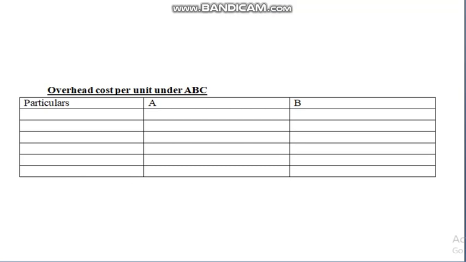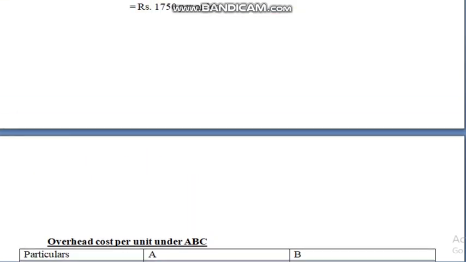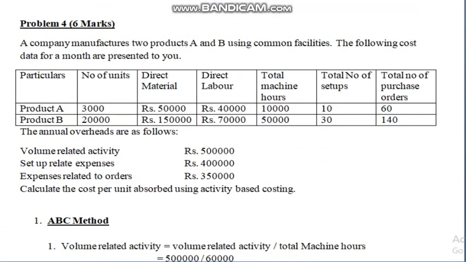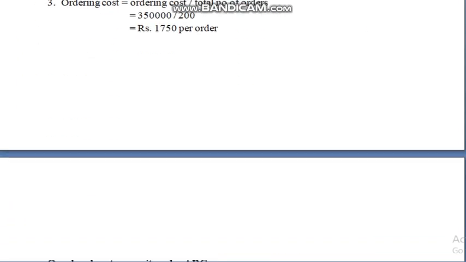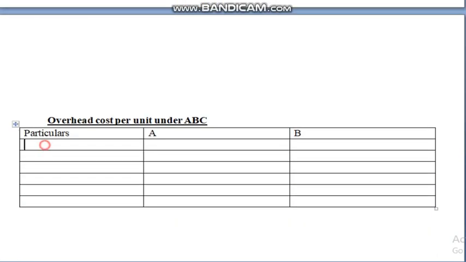This is the format of the cost sheet: particulars, product A and product B. First enter direct material and direct labor. In this problem, direct material and direct labor costs were given. So first enter the variable expenses, first direct material and then direct labor.